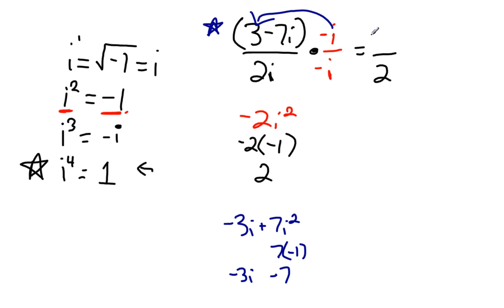So this is just going to be negative 7 minus 3i. And we can't do anything else? No. I mean, we could divide this out, but 2 doesn't go into 7 or 3. So not a whole lot you can do with that.